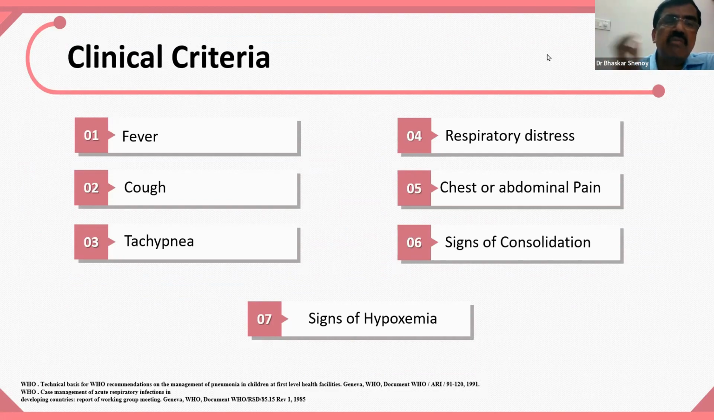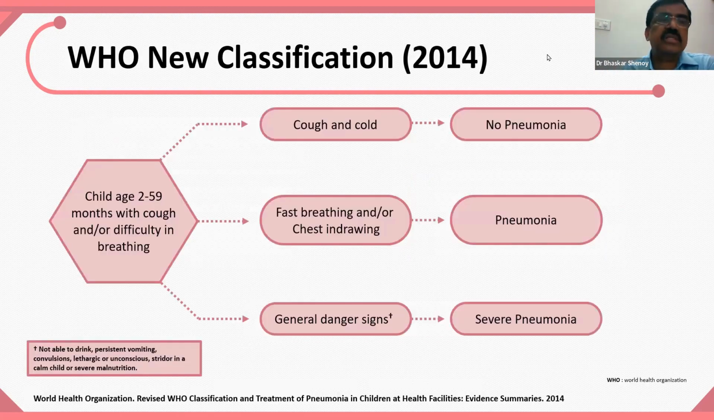Diagnosis: you have various clinical criteria, clinical signs and symptoms: fever, cough, tachypnea. The child will come with respiratory distress. Signs of consolidation will be there. If it is not treated on time, or if it is progressing, you may get signs of hypoxemia.